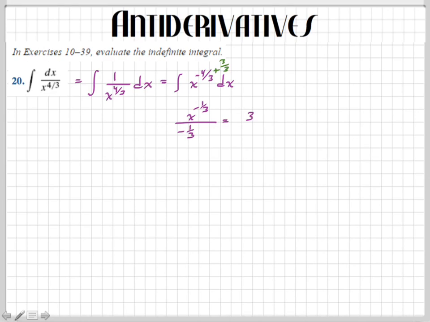So you could have just written 3x to the negative 1/3. And that would be our answer, but let's go ahead and get rid of the negative exponent. So it would be 3 over x, let's see, that would be the third root of x. Oh, and I almost forgot my plus c. God, I had plus c.